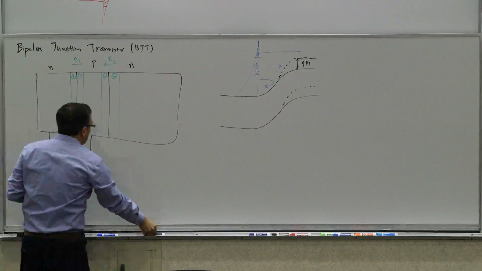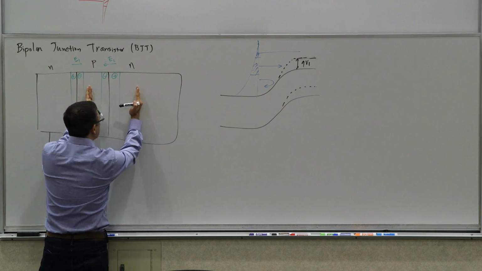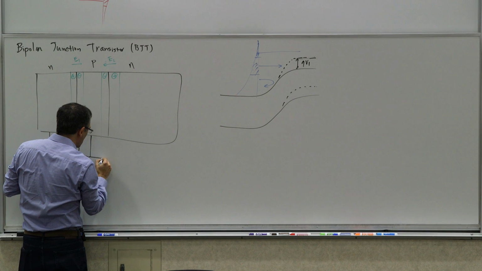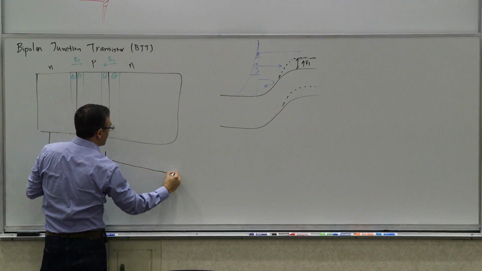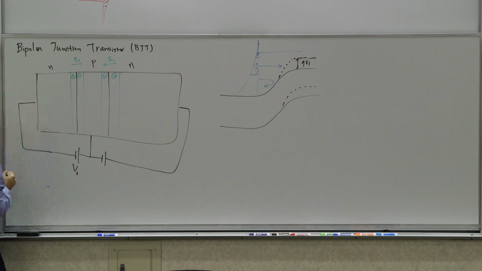So if you want to increase this field, what kind of bias should I apply to this p-n junction? Reverse or forward? Reverse, right? So the reverse would look like this. And this should really be connected this way. So this is the essence.